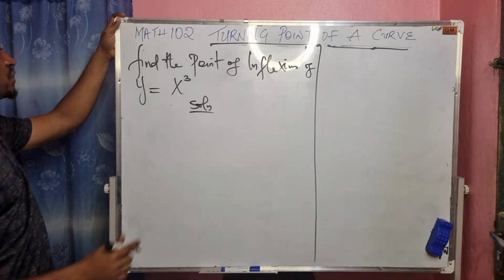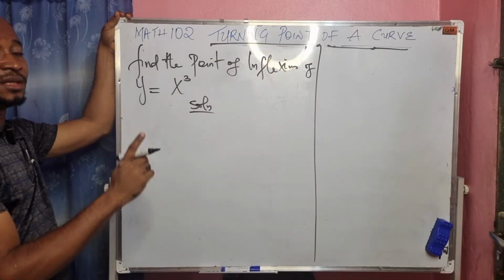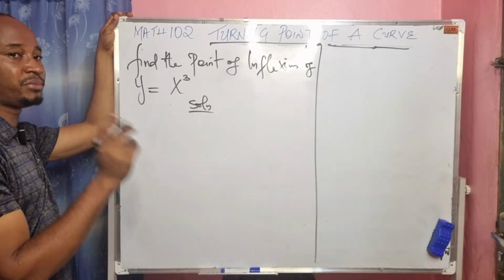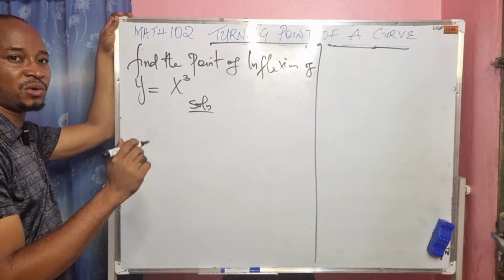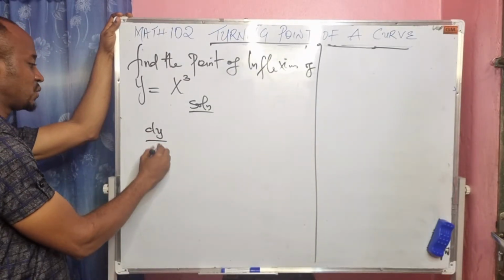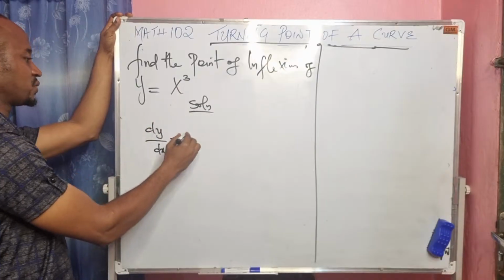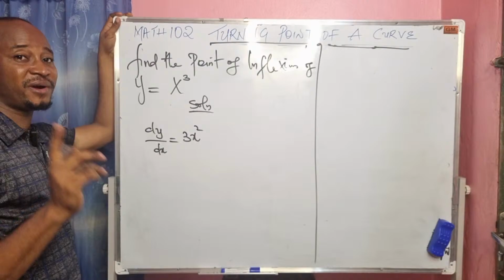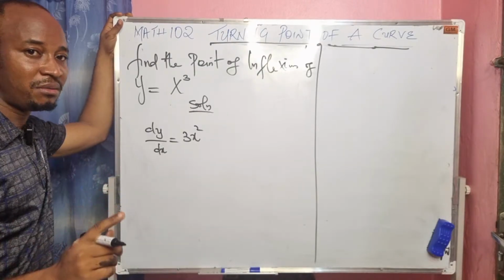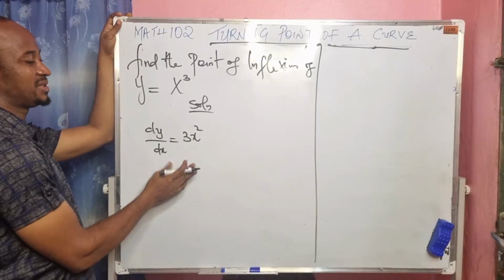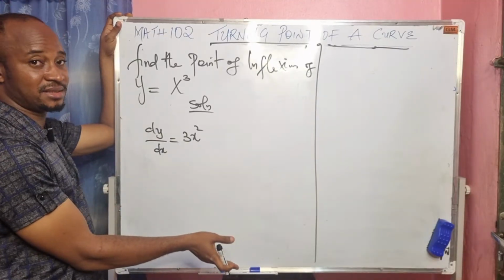The first thing we need to do is to differentiate. The first condition says necessary condition that at every turning point, dy/dx must be equal to 0. So I have to differentiate this. Differentiating, my dy/dx will give us 3x squared. If I'm to find my maximum turning point and minimum turning point, after differentiating, I will set this equal to 0, right?